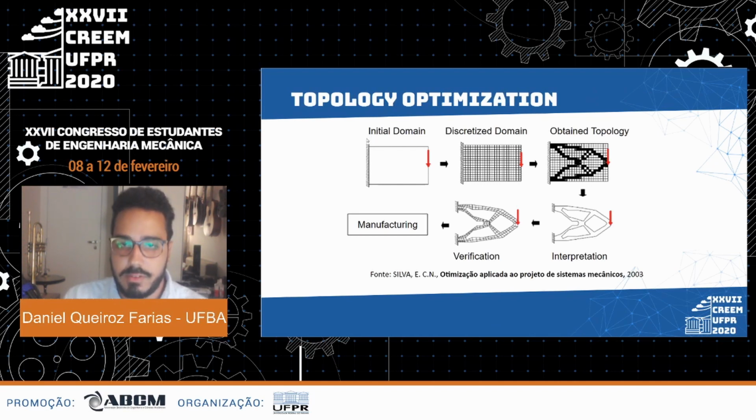A topology optimization begins by a discretization of an initial domain, and also by the setting of the boundary conditions and the load cases to the part. After that, the optimization software will then elect which of the discretized elements will be necessary for the final design after the given conditions. This result is then interpreted, verified and finally manufactured.